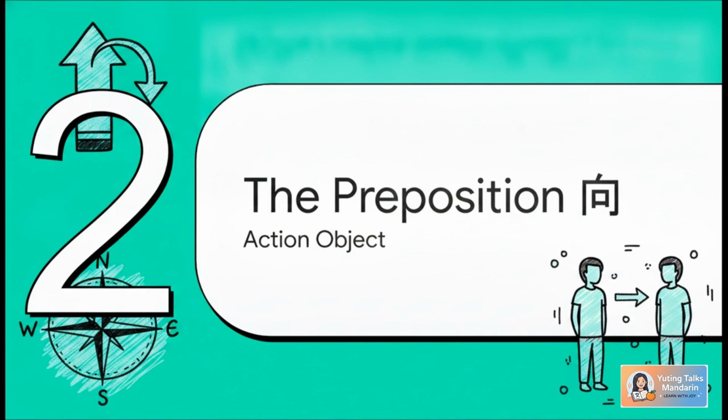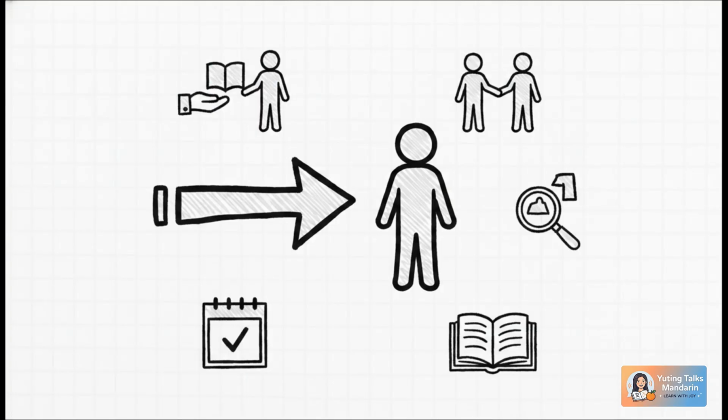Okay, let's pivot. We've mastered physical direction. Let's move to our second section, usage 2, action object. Right, so in this usage, our metaphorical arrow shifts from a physical compass direction to an interpersonal target. You aren't pointing at south anymore, you are pointing your action directly at another person. And there's actually a great shortcut for this, isn't there? When xiàng points to a person, it almost always teams up with a very specific set of verbs. Yes, it does.